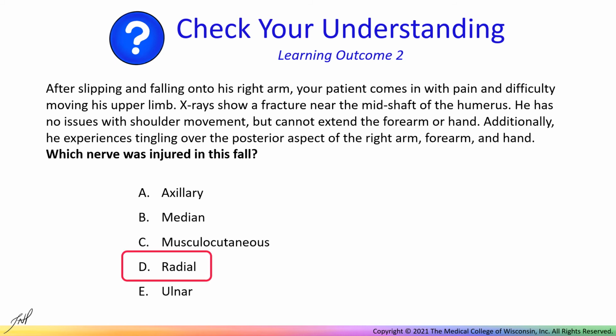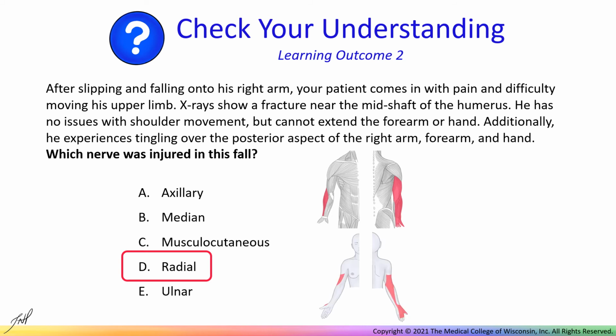The correct answer is D, radial nerve. The patient cannot extend his forearm or hand, indicating issues with muscles in the posterior compartment of the arm and forearm, which are all innervated by the radial nerve. This position of the hand is often described as wrist drop. His posterior arm and forearm are also tingling, further indicating an issue with the radial nerve. And finally, the fracture was near the mid-shaft of the humerus, along which the radial nerve runs, and so it makes sense that an injury in this location would affect this nerve.